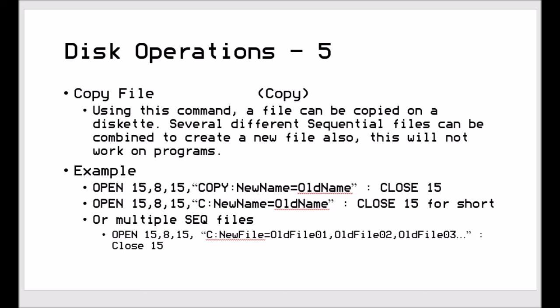Disk operation number 5 is copy, and copy allows you to make a duplicate of a file that you've got on the disk. So what you do, you copy the old file name into a new file name, so you end up with 2 files exactly the same but with 2 different names. Or for sequential files, you can actually merge files together. So you could say copy into this new file old file 1, old file 2 and old file 3, and it would take those 3 files, merge them together in the order that you've put them in the string, and then make it into the new file name. So we're going to do that as well.